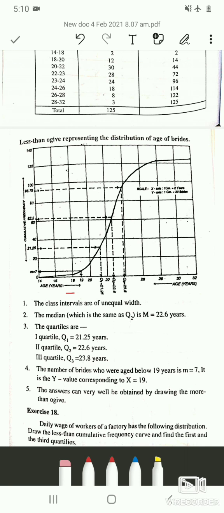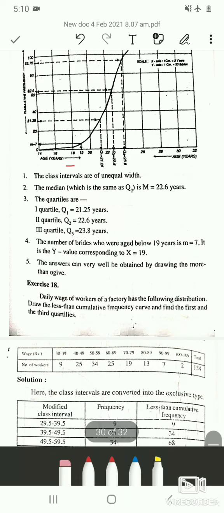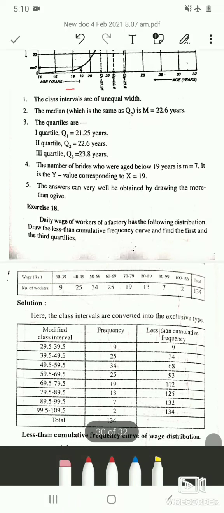So the same can be obtained by drawing more than ogives also, but it will be better if you do with less than ogive. But the answer will be the same for less than as well as for more than ogives. So there is another example.